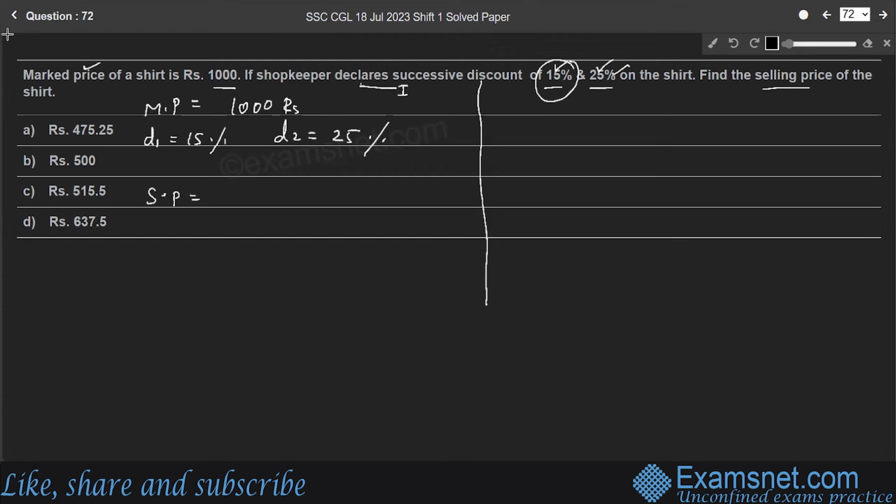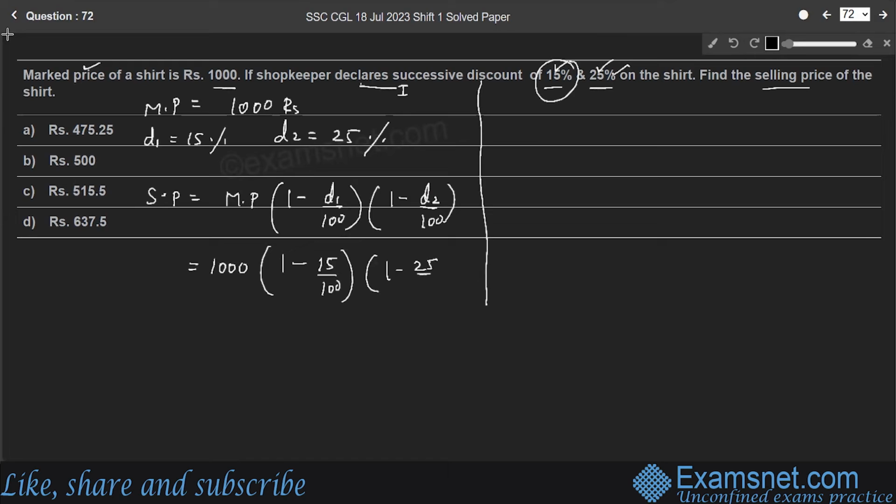Here the formula says that when two successive discounts are given, selling price is equal to marked price into 1 minus D1 by 100, into 1 minus D2 by 100. Substitute the values. Marked price is 1000 rupees, into 1 minus 15 by 100, into 1 minus 25 by 100. Simplify it: 1000 into, the numerator becomes 100 minus 15, which is 85, divided by 100. And in the next part, it is 75 by 100.